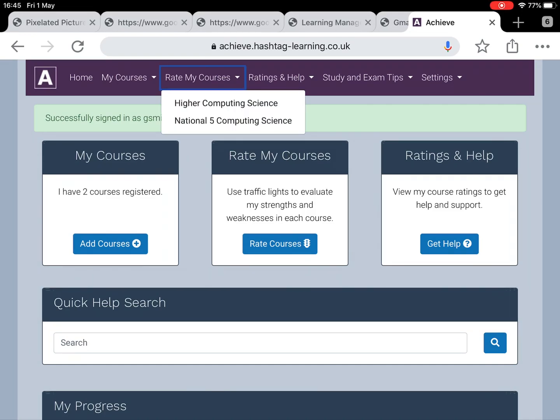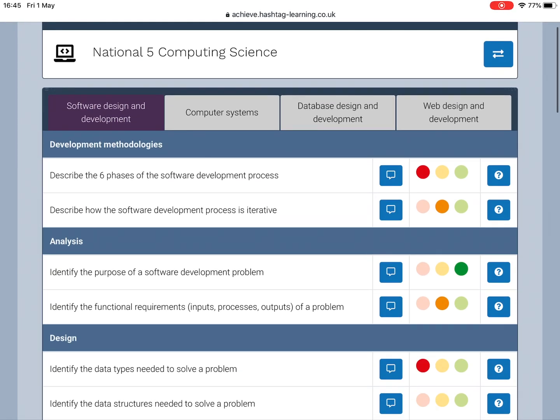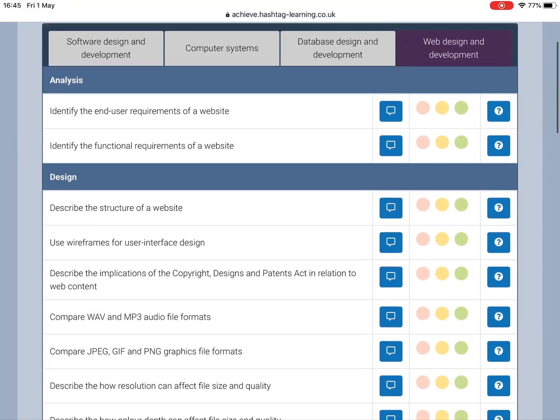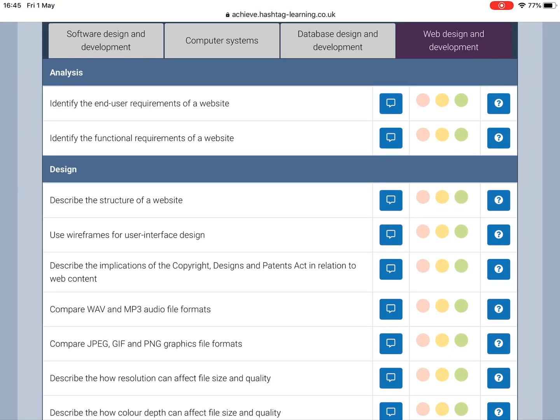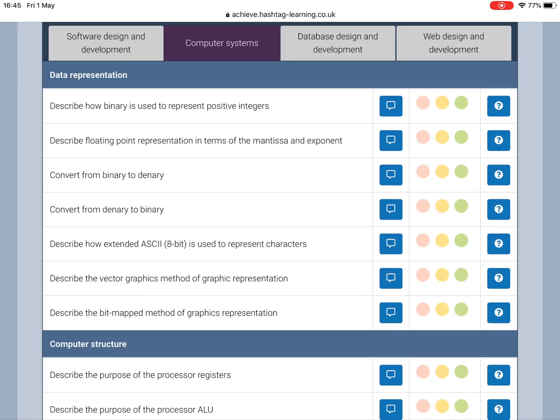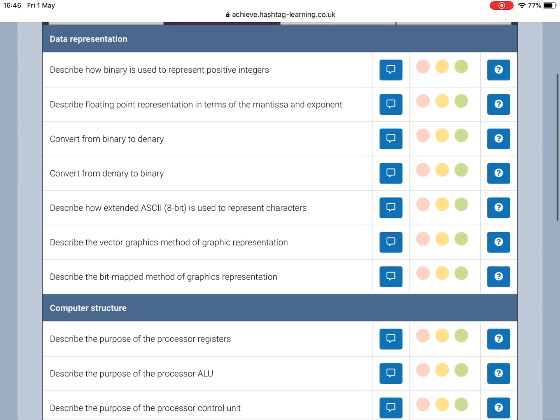to Rate My Courses. You will probably only have one, but we'll go for National 5 Computing Science, unless you're using this for other classes as well, I suppose, but for now, just Computing Science. Now, we don't need to worry about the initial one, Software Design and Development, because we haven't done that yet, but we should be looking at particularly database design and development and web design and development. We should be able to do all of these different subheadings. In computer systems, we've learned a little bit about this over the last few days. So data representation, we should be able to do all of these ones. And I think that is it for now.